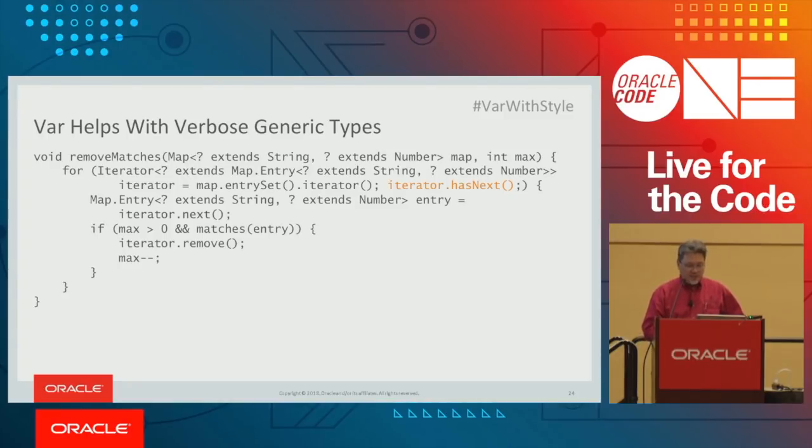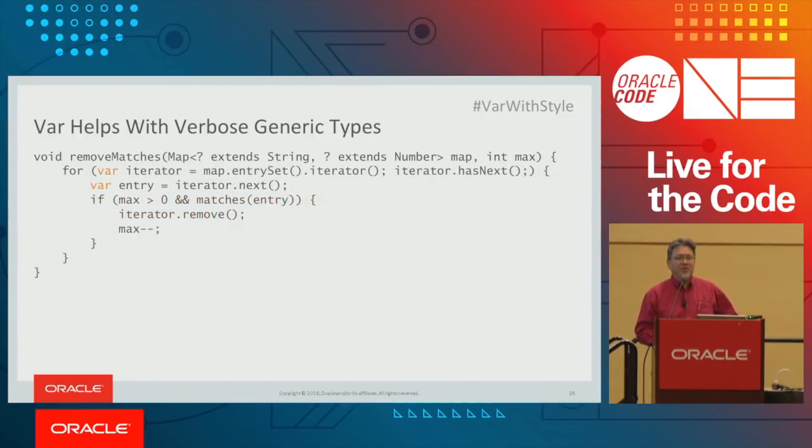Let's see what. Oh, and then there's a local variable inside the for loop where we get the next entry. And so again, this has one of these ugly wildcarded generic types. And so that's pretty hard to see. But that's where the increment occurs because that's where we call iterator.next. All right, you think we can improve this by using var?